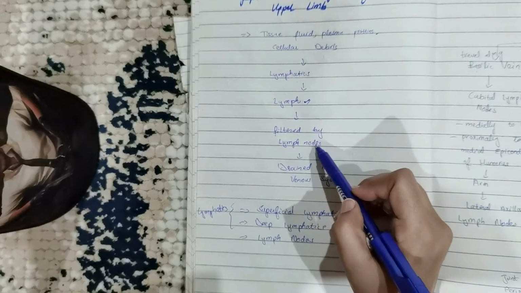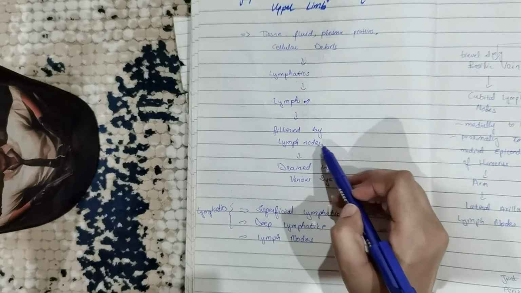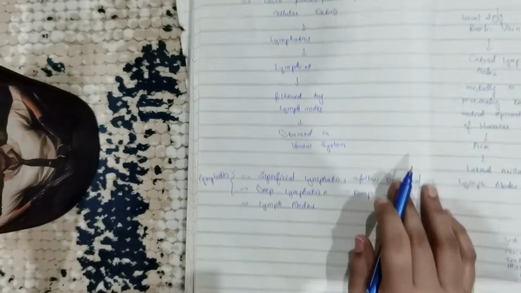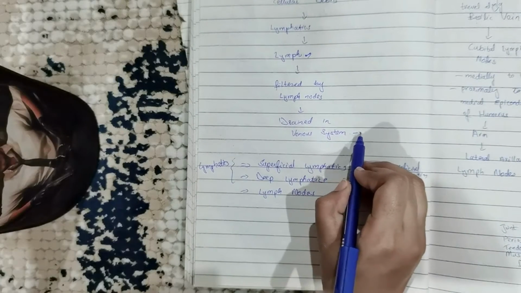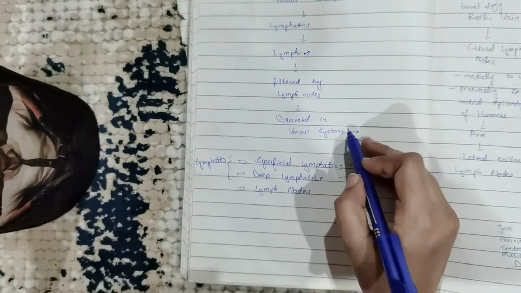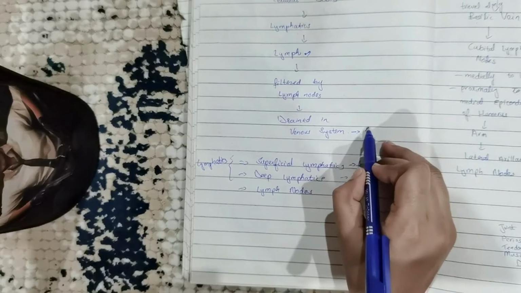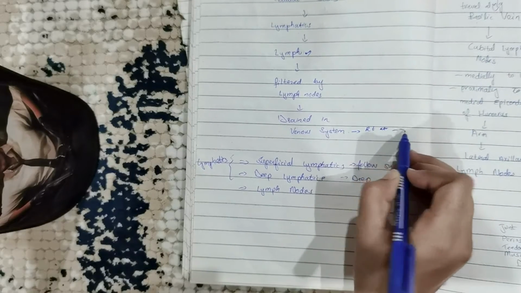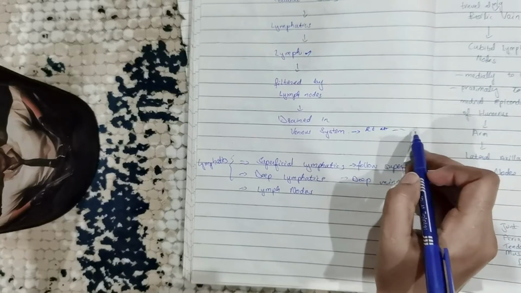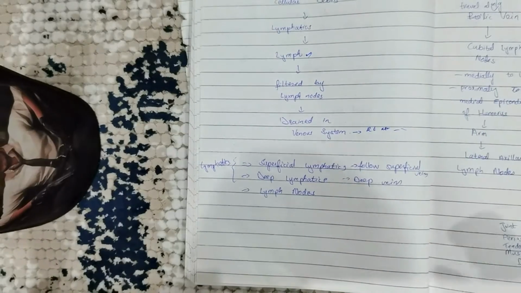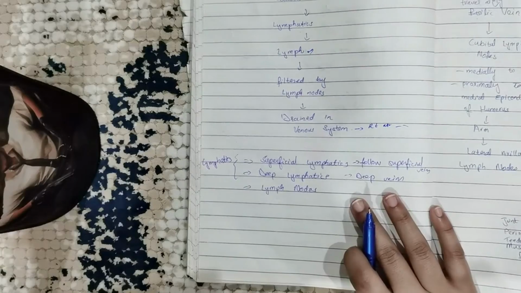This lymph is filtered by the lymph nodes, and this filtered lymph is then drained into the venous system. After this drainage, it enters the right atrium of the heart, then goes to the lungs, where the blood is oxygenated. So that is all about that.